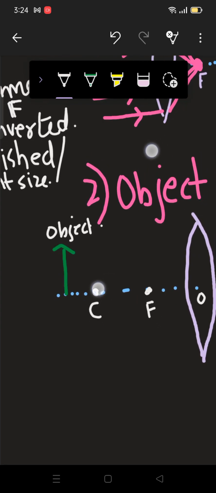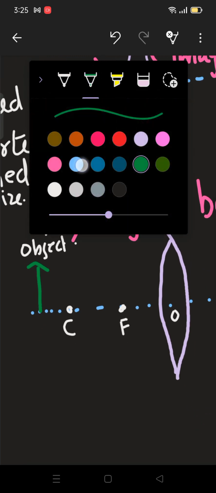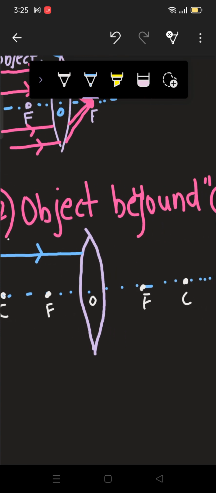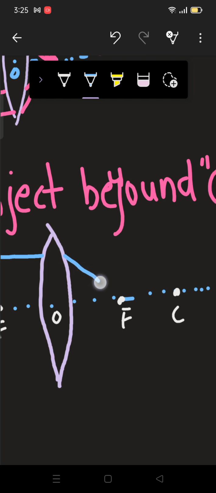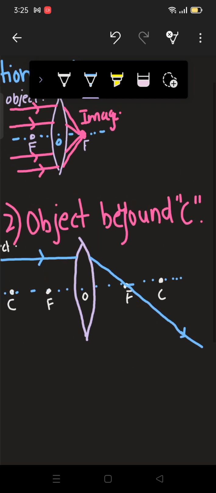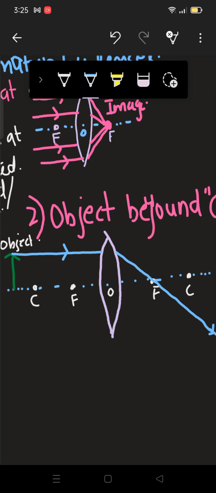The first rule: when the line goes parallel to the principal axis, it is always refracted and goes through the focal point. So here I am making this line go parallel to the principal axis, and it would always pass through this focal point. Now I am going to apply the second rule as well: the line which goes through the optical center will always continue along the same path.